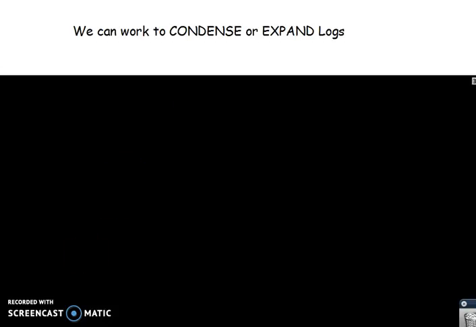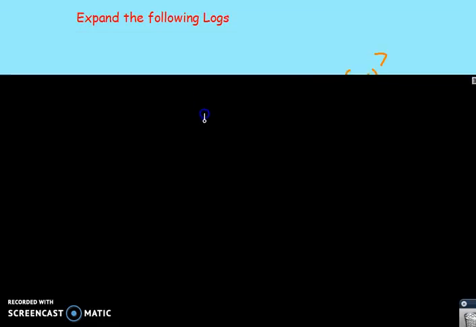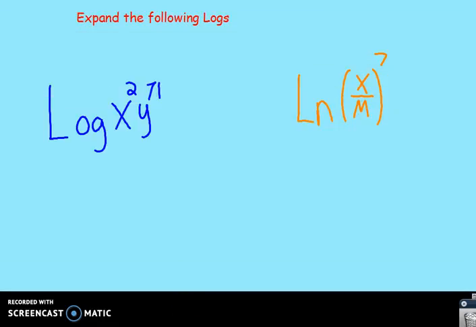We can also work to expand or condense logs. Remember I mentioned our properties work both ways. Our properties swing both ways. They can go one or go the other. So they're a switch hitter. They can go expand or they can contract, which we will do both when we get to solving later on, because we'll have to do both in order to solve problems. Alrighty, so expand the following two logs.